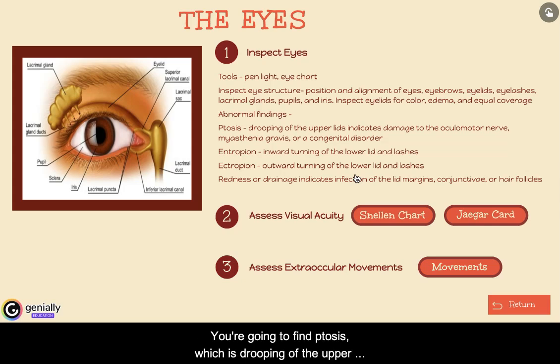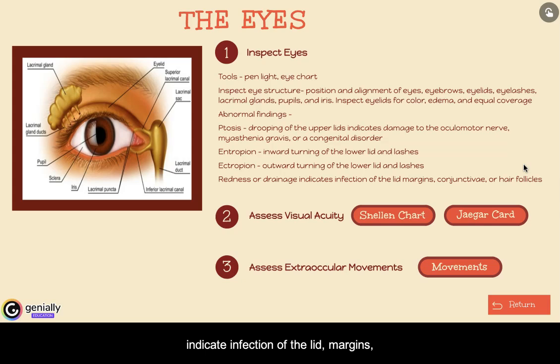What are the abnormal findings you're going to see? You're going to find ptosis, which is drooping of the upper lid, which indicates damage to the oculomotor nerve, myasthenia gravis, or any congenital disorder. Then you'll notice entropion, inward turning of the lower lids and lashes, and ectropion, outward turning of the lower lids and lashes. Another abnormal finding you'll see is redness or drainage. That can indicate infection of the lid margins, conjunctivitis, or the hair follicles.